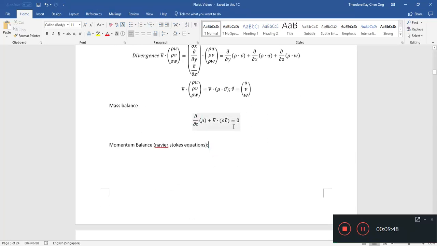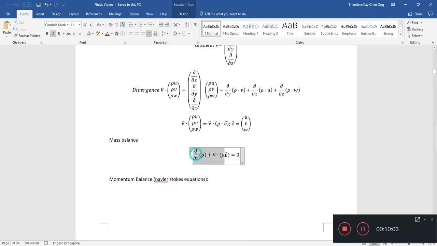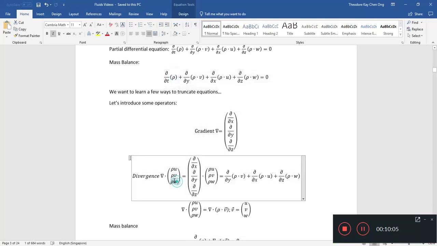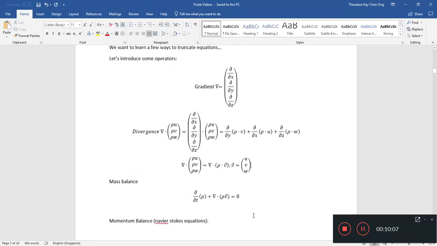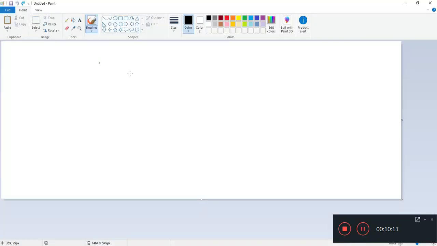So while we're writing this, we want to keep our equations very simple and not spend so much time writing. And if you want to memorize things, this is way easier to memorize than this. So you memorize two terms rather than this, and as long as you know what this divergence means, you're pretty safe. Alright, so let's start with our momentum balance.